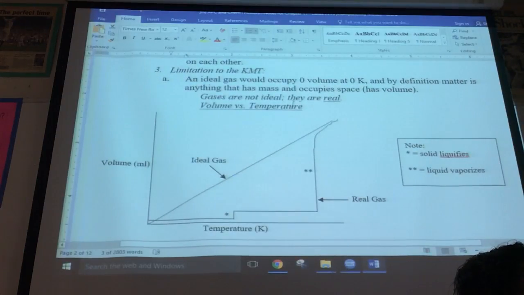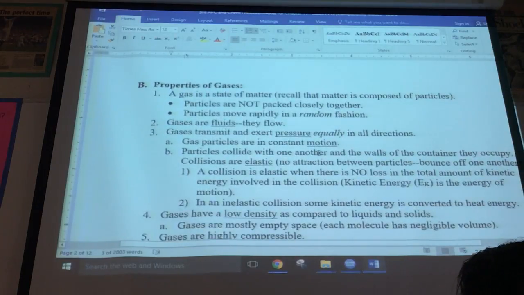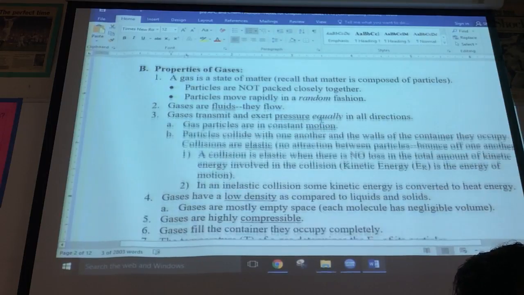He started to allude to the fact that gases really are not ideal. We're not going to deal with that at this level. We're going to really go with the ideal concept, which we'll get into in the next class. Some properties of gases that he didn't mention.